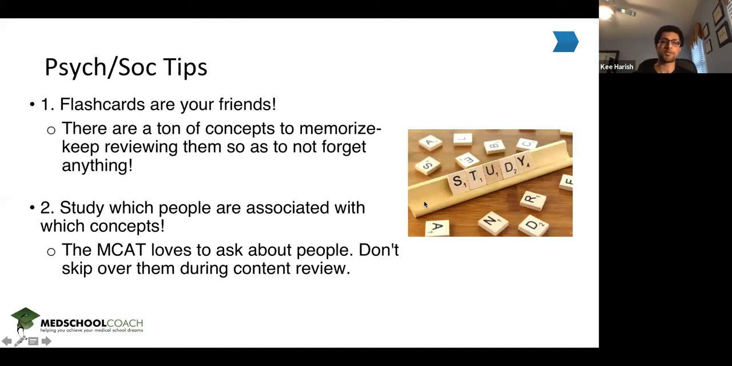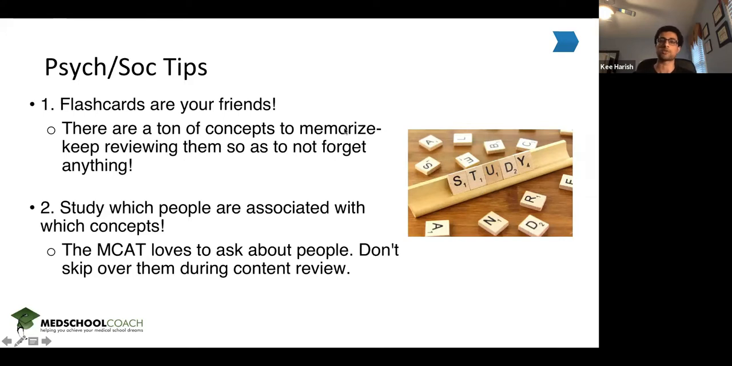And moving on to psych and soc, the first thing is flashcards are your friends. Part of the challenge with this section is that the material is so broad. There are so many concepts that you need to understand, so many names, so many vocabulary terms like Ken talked about. And so you want to keep reviewing them. If you're studying for 3 months, 6 months, the terms that you will have learned in the first week, you'll have forgotten by the time you've taken the test.